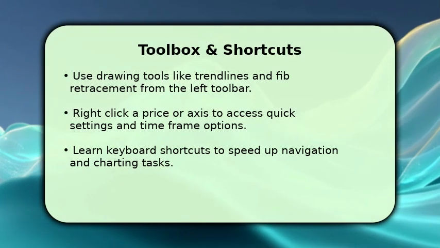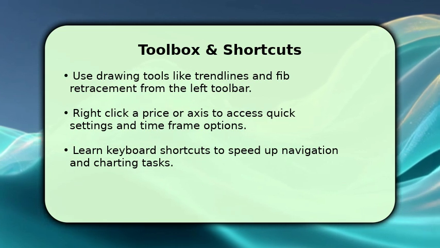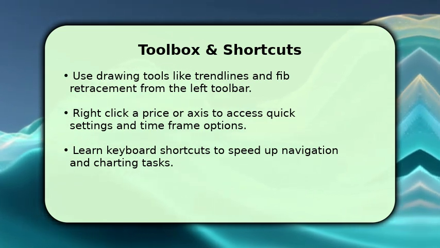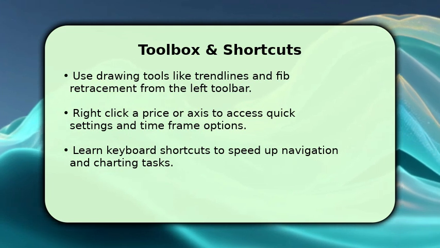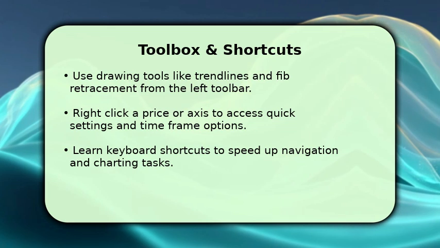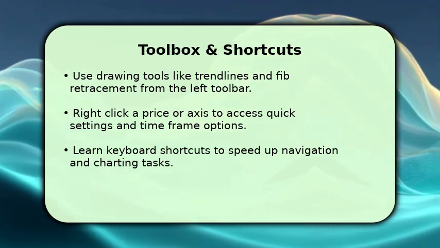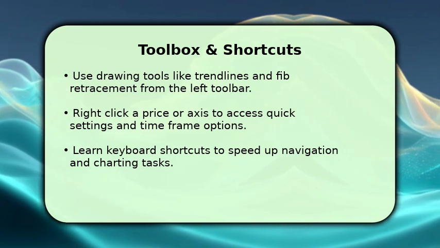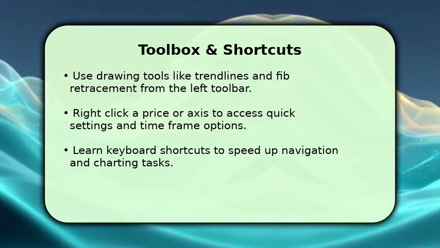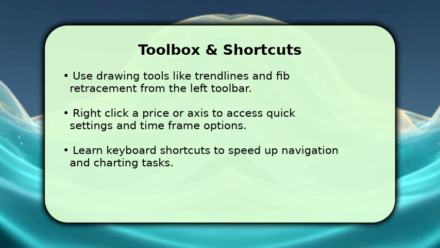The left toolbox holds essential drawing tools such as trend lines, fib retracements, and text labels to annotate setups quickly. Right-click on the chart or axis to change scales, add alerts, or switch resolutions with minimal clicks. Memorize a few keyboard shortcuts like zoom and undo to speed up analysis. Use template save options for tool groups to apply consistent drawings across different symbols and charts effortlessly.